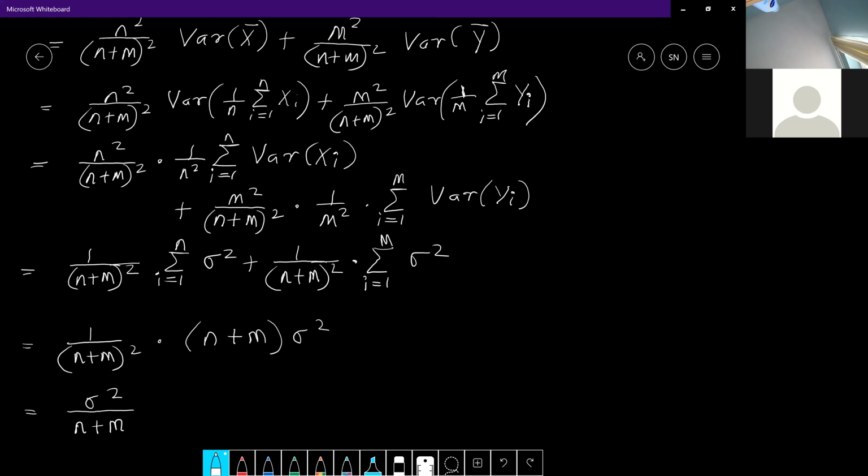Part 2 of question 3 is asking you. Now, as this clearly goes to 0, as n goes to infinity and m goes to infinity, right? In fact, it's sufficient if either one of those happens. That is, if either n goes to infinity or m goes to infinity, then that variance of mu hat will go to 0, right?